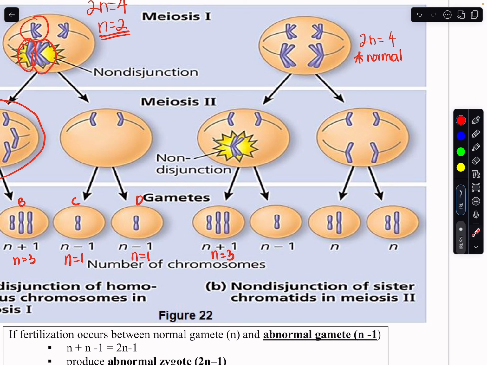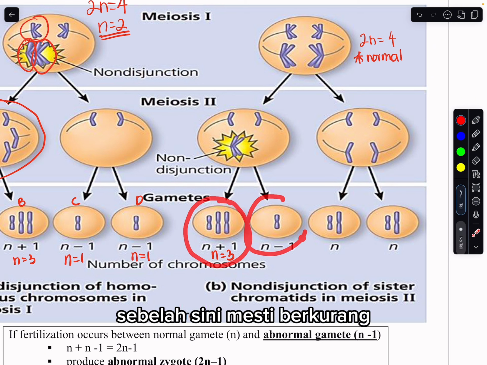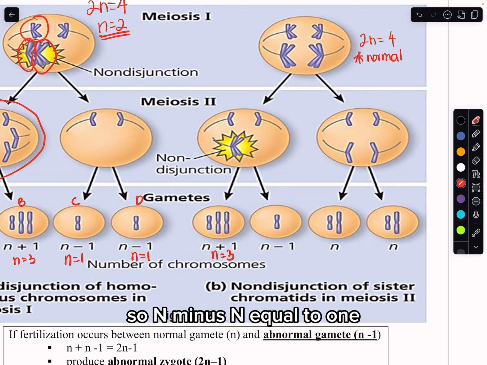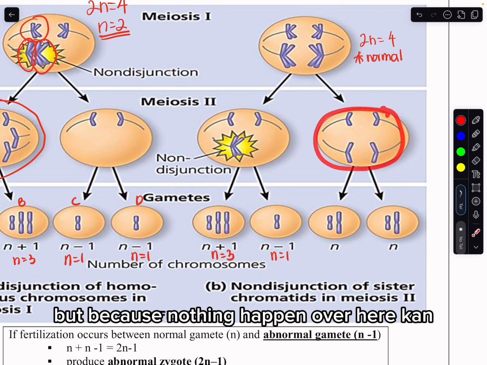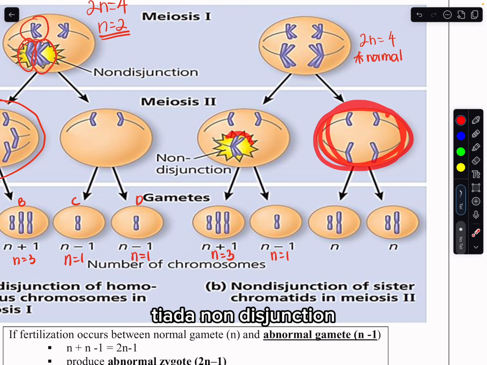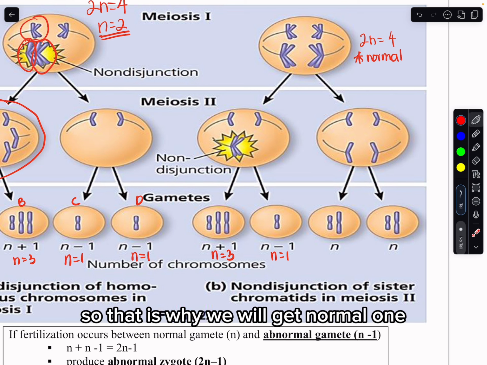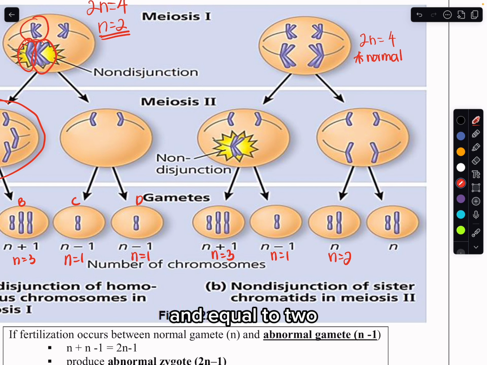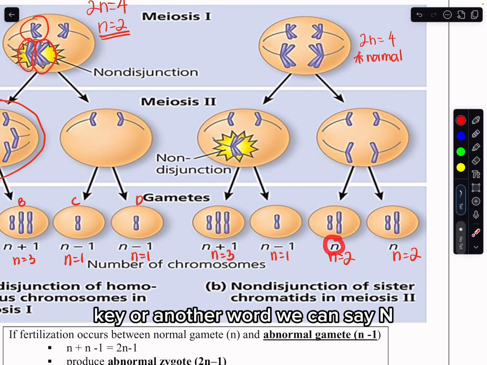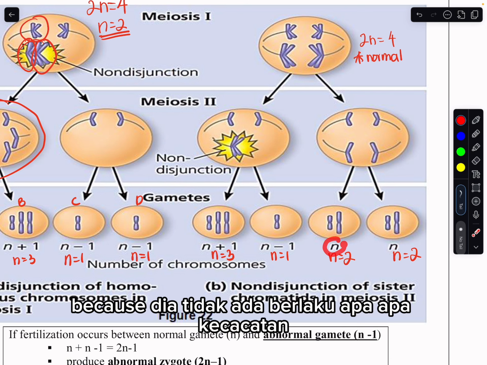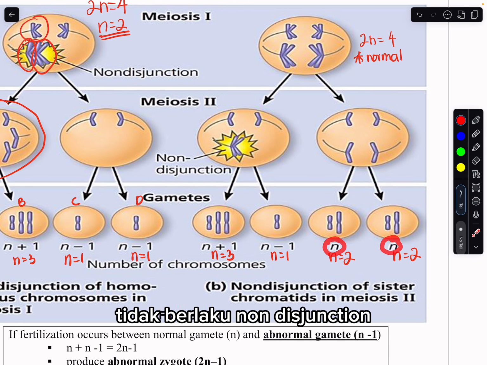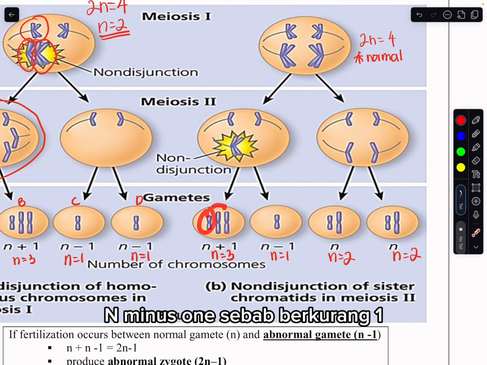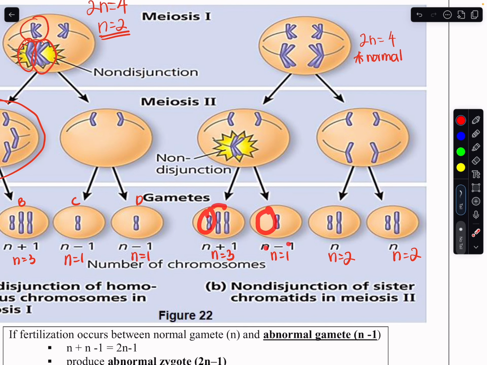Bila biasanya dekat sebelah sini bertambah, sebelah sini mesti berkurang. So n minus 1, n equal to 1. But because nothing happen over here, this cell okay saja, tiada nondisjunction. So that is why we will get normal one. n equal to 2. n equal to 2. Okay, or another word we can say n because dia tidak ada berlaku apa-apa kecacatan, tidak berlaku nondisjunction. But this one n plus 1 sebab bertambah 1, n minus 1 sebab berkurang 1.